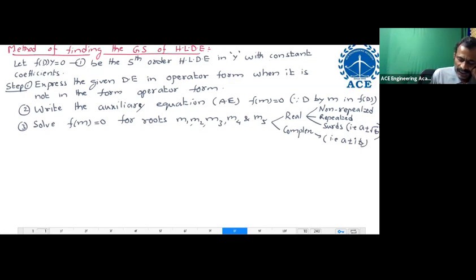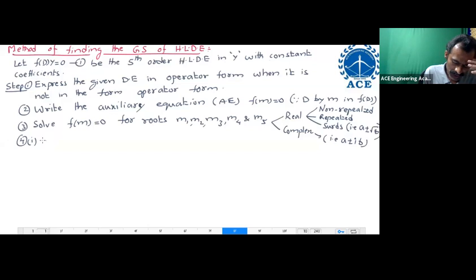Depending on the roots, we write the linear combination. Step number 4. Here we have taken only a fifth order equation. That is why we are getting 5 roots only. To explain the procedure only, we have taken fifth order. Otherwise, we can take any order.